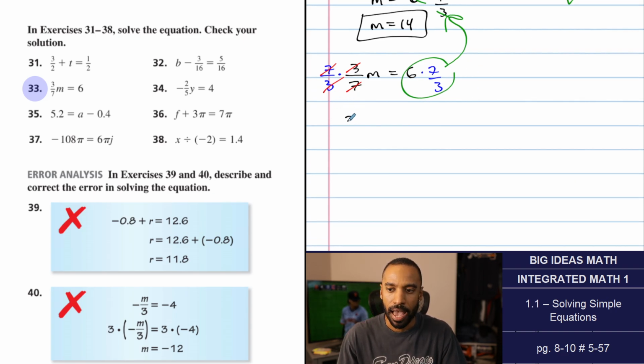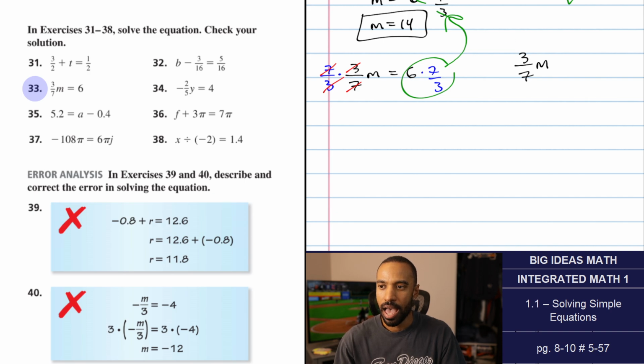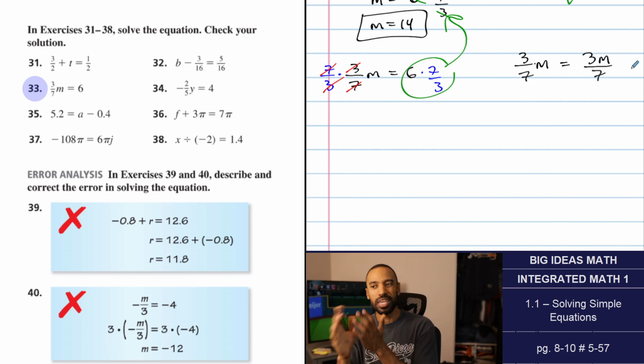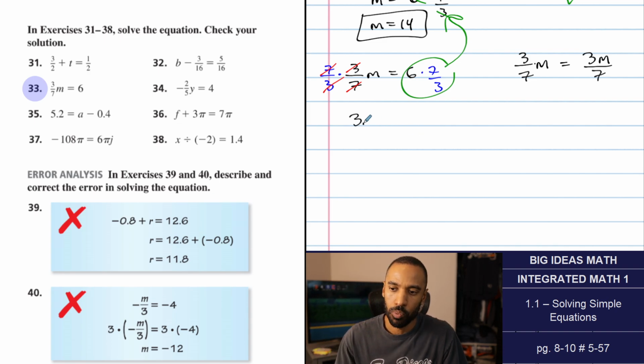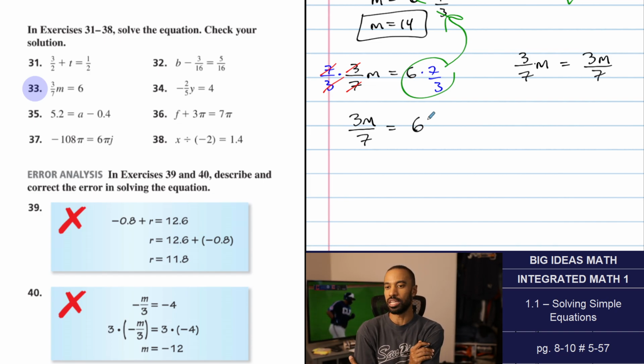3/7 m, as you should know, m is the same thing. Let me write it over here because I'm not doing any extra work here. M is the same thing as m/1, and this is multiplication. So 3 is actually multiplying by the m, and the m is dividing with the 7. It's 3m/7. So this, 3m/7 equals 6, means we could solve this in 2 steps.